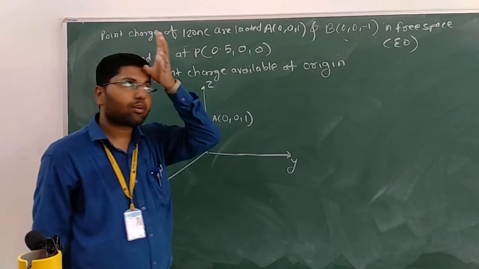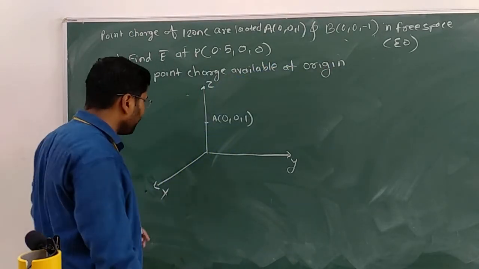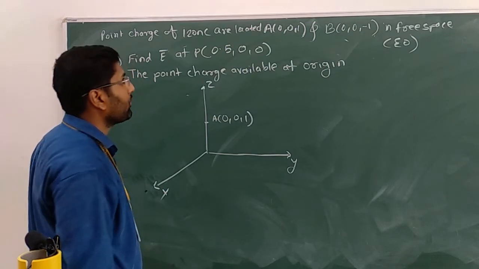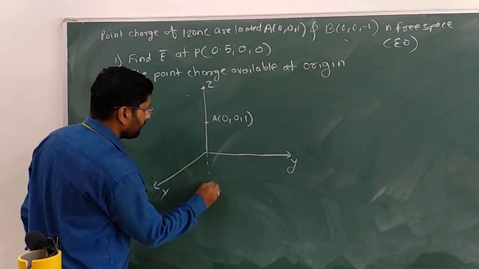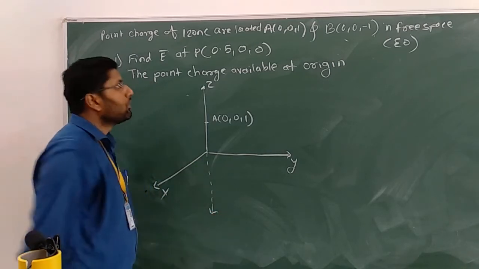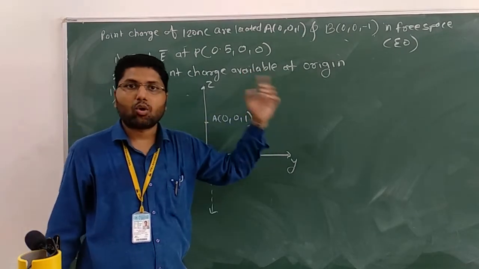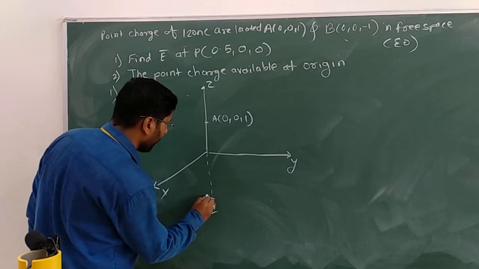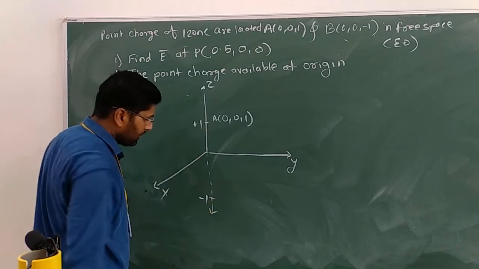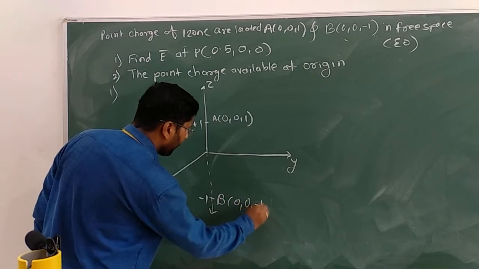Now the next point we have to find is B, at 0, 0, minus 1. What is meant by 0, 0, minus 1? X coordinate is 0, Y coordinate is 0 and Z coordinate is minus 1. So I am taking here, suppose this is minus 1, this is plus 1. So the B point is 0, 0, minus 1.